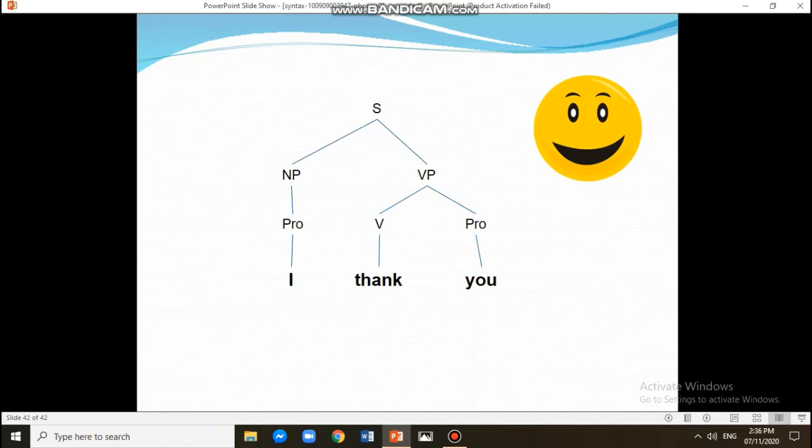If there's none, I thank you. So let's try to dissect it into a tree diagram. The main sentence, and let's divide it into two. Noun phrase, verb phrase. Remember, di ba, ang noun phrase, pwede rin pronoun ang sud. So, I, then the verb phrase, we have verb, and a pronoun. So, thank you. I thank you.